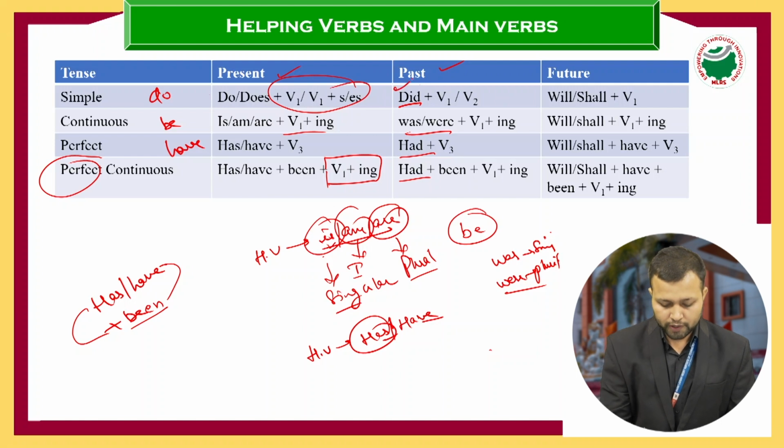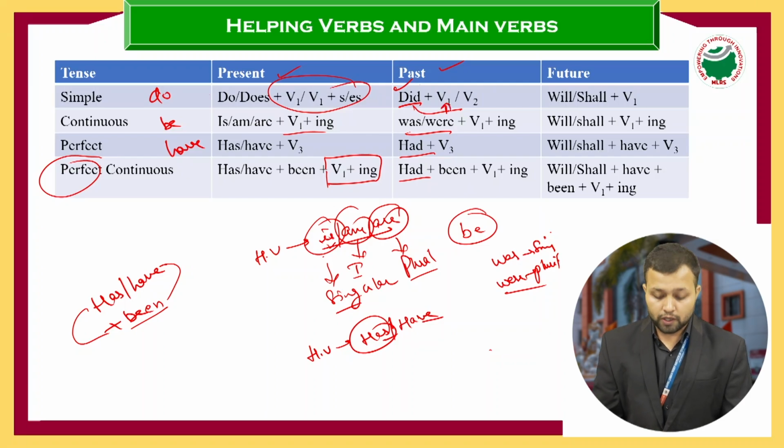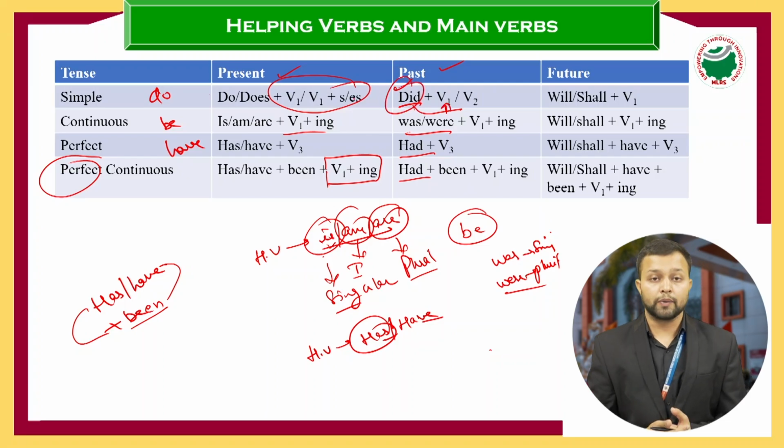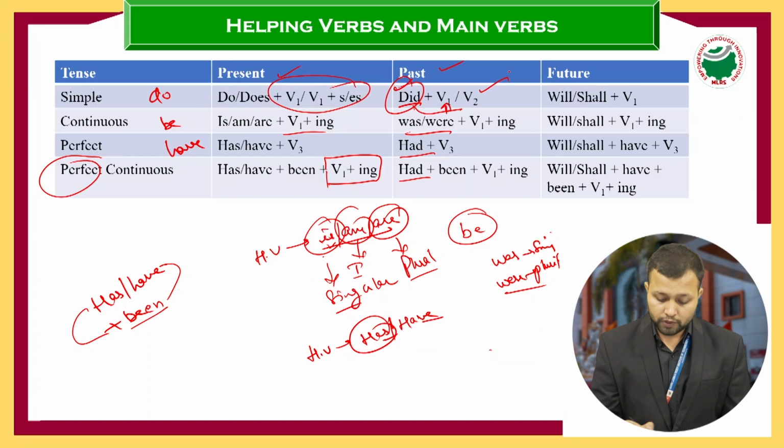If we are using the helping verb did in case of negative and interrogative sentences, then V1, V2 will not be used, only V1 will be used. If we are not using a helping verb in an affirmative sentence, then V2 will be used as the main verb.